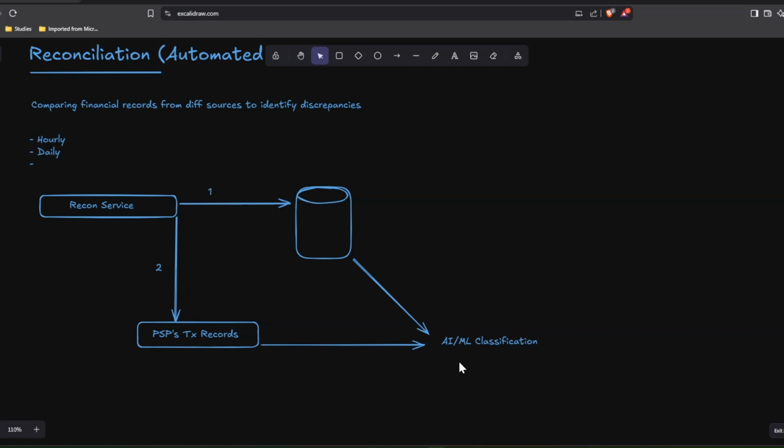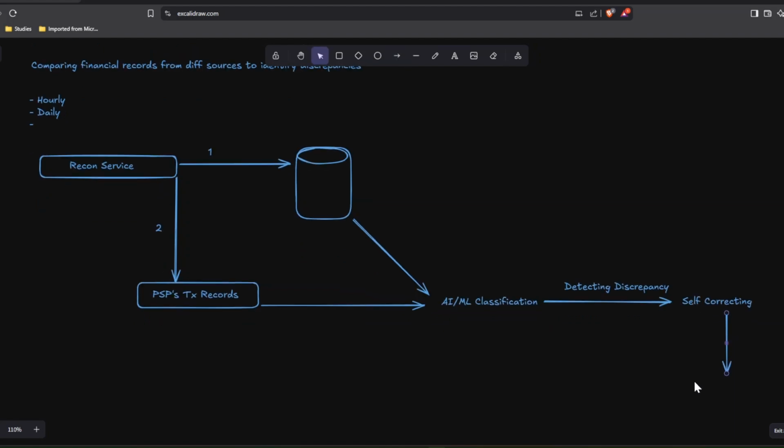In current scenarios, AI and ML are heavily used to understand discrepancies, and there are some self-correcting mechanisms as well. So after this classification, upon detecting any discrepancies, it starts some kind of self-correcting mechanism. And if it fails at all, it reports to the concerned authorities in some automated process. Report the discrepancies on failure, like if it is unable to do the self-correction, report the discrepancy.